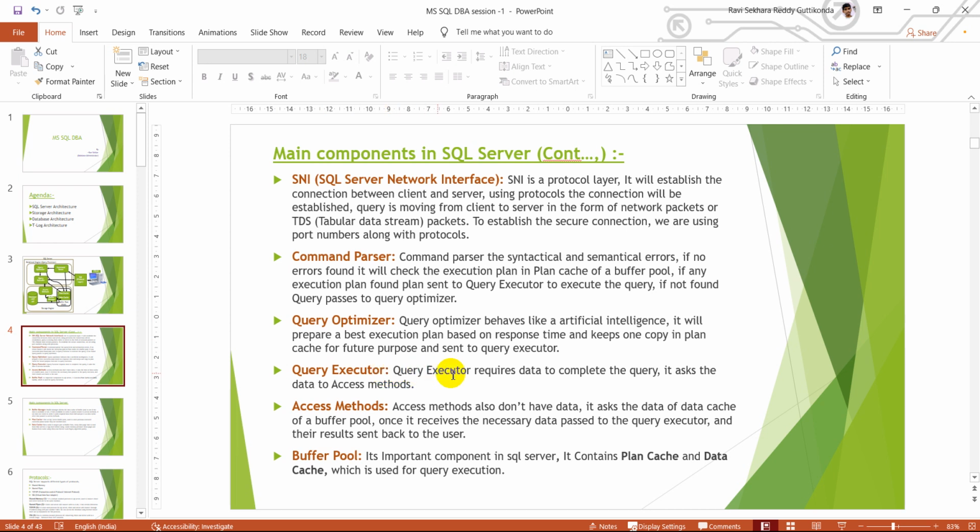The next component is the query executor. The query executor requires data to complete the query. It doesn't have any data, so it asks for the data from the data cache of the buffer pool. Once it receives the necessary data, the results will be sent back to the user. The next component is the buffer pool. The buffer pool is also a very important component in SQL Server, and it contains the plan cache and data cache, which are used for query execution.